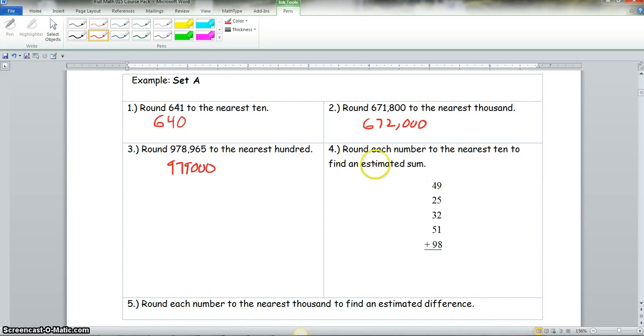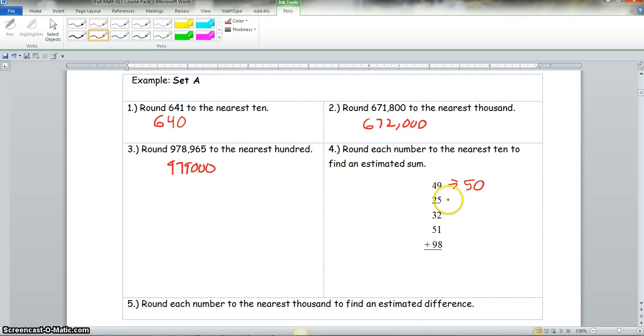Now finally, number 4. It says round each number to the nearest 10 to find its estimated sum. Now if you notice here, all of the lead digits are in the tens place. So we just need to look at the digits in the ones place. If it's 5 or greater, we will add 1 to the digit. And all of the last digits will be 0.